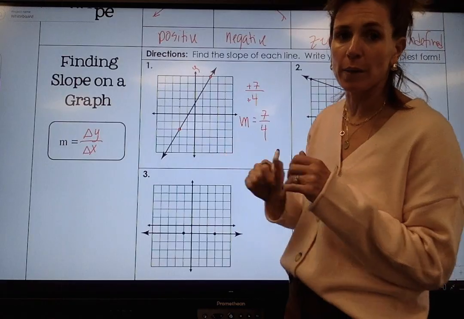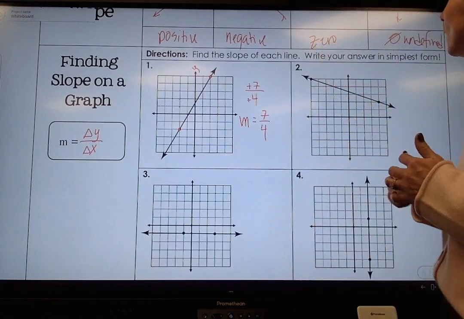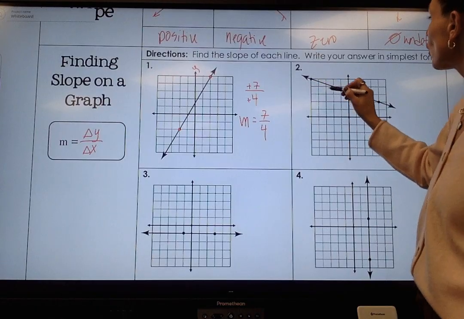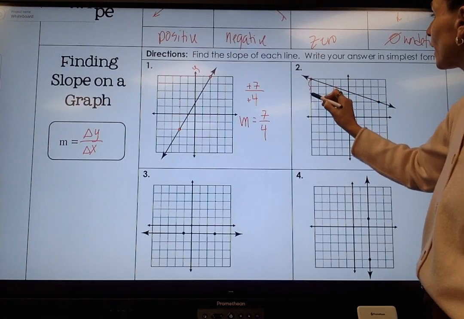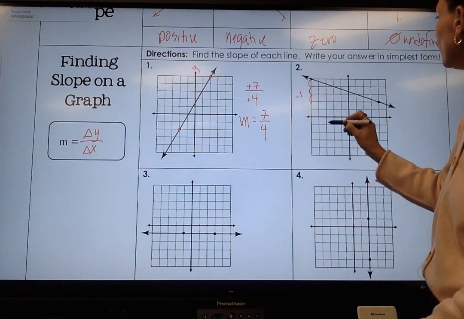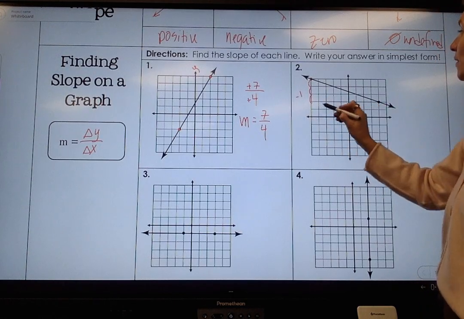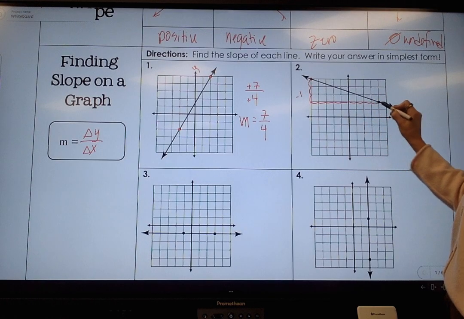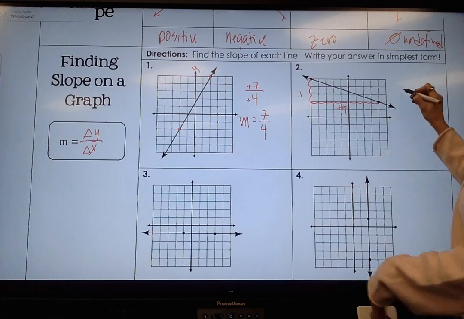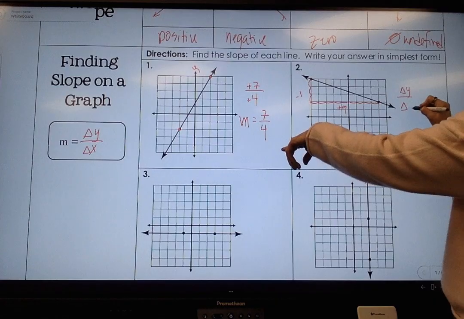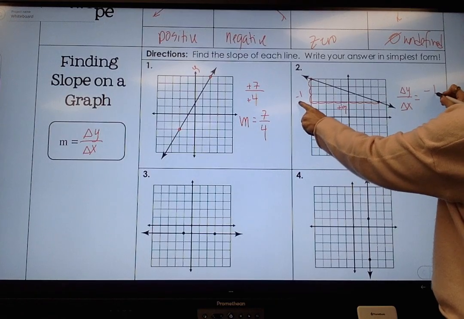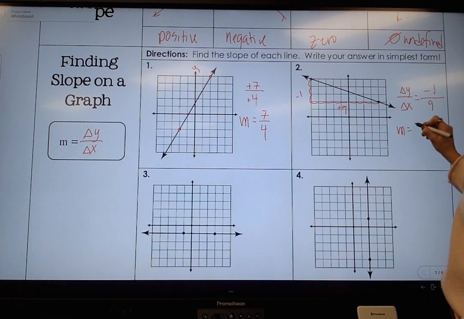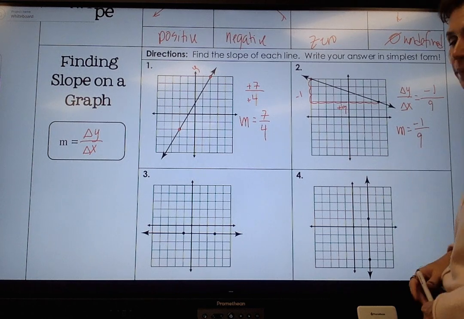We already know it's positive. Okay? Look at number 2. I always start with my leftmost point. And my change in y is down 3. 1, 2, 3, negative 3. And then I go in the positive direction. 1, 2, 3, 4, 5, 6, 7, 8, 9. So my slope, if it's change in y over change in x, my change in y was negative 1. My change in x was 9. So my slope is negative 1 over 9.